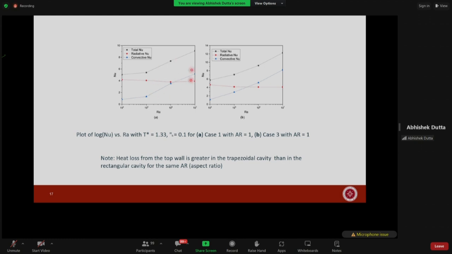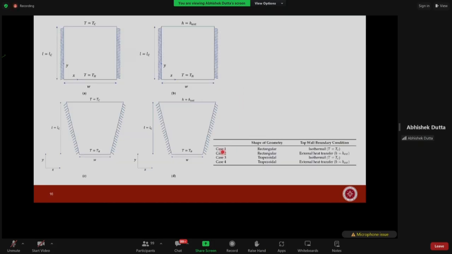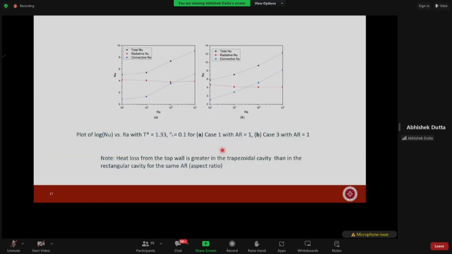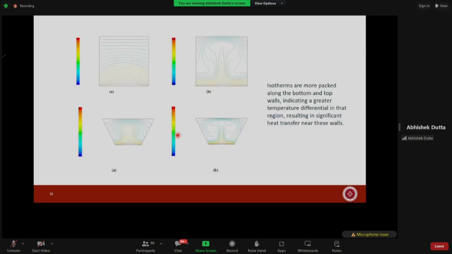And in this figure, this is for case 1 and case 3. If you remember, case 1 and case 3, one rectangular, one trapezoidal, with an aspect ratio of 1. So the same aspect ratio with an external temperature ratio of 1.33. This is slightly a mistake. This is epsilon B, I'm sorry, this is a typing mistake. Epsilon B is 0.1. That is the emissivity at the bottom surface. You see that the heat loss from the top wall is greater in the trapezoidal cavity than in the rectangular cavity for the same aspect ratio. That's very interesting. Okay, so these are the results for the isotherms.